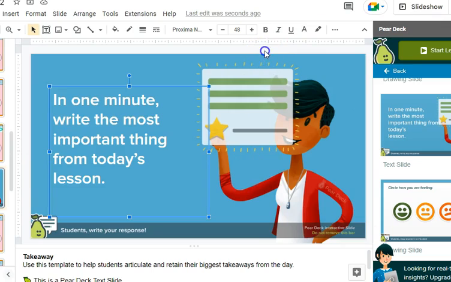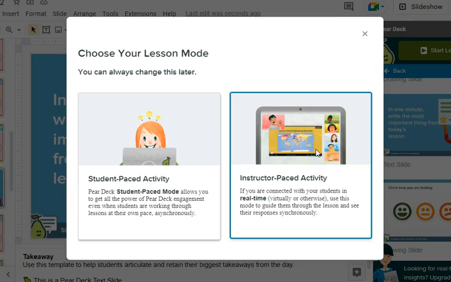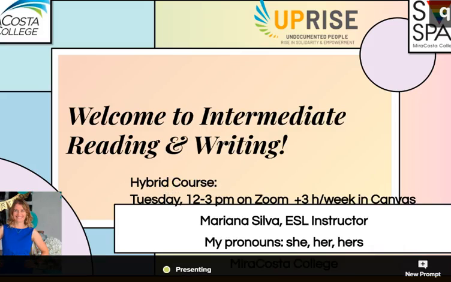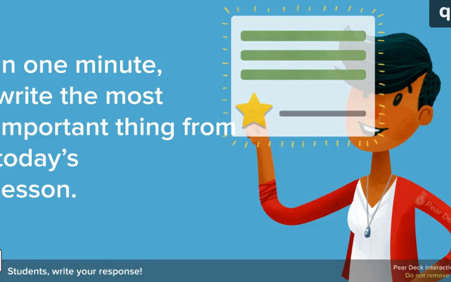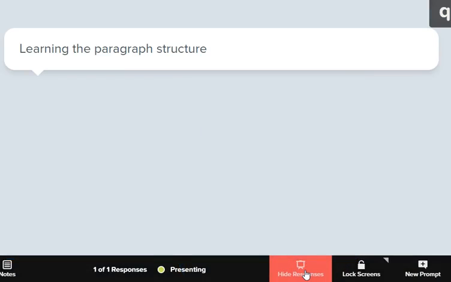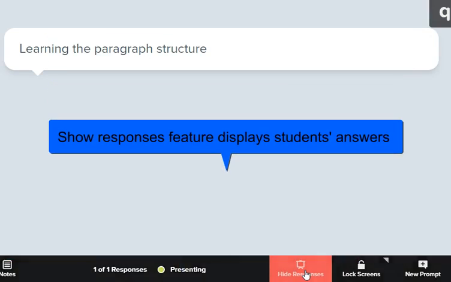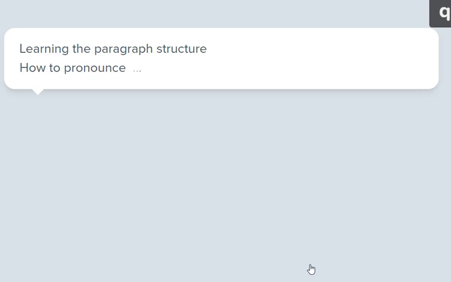So make sure that when you are ready to do this interactive slide, you will click on start lesson, and you choose either student-paced activity or instructor-paced activity. And then you could go to the slide you need to, skip quickly until this slide where students can answer. So on their phone, students would see this slide, and then at the bottom it says answer question. So they click on answer question and show responses here. I only responded with this, but you could type more. How to pronounce cap versus cup, for example, right?